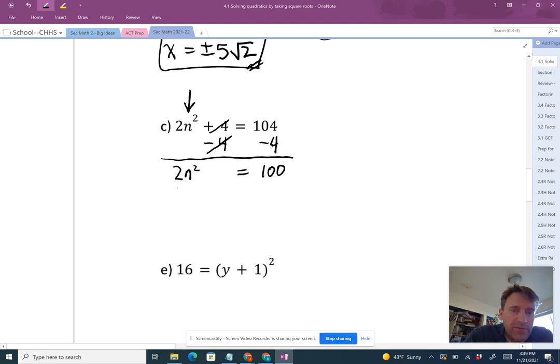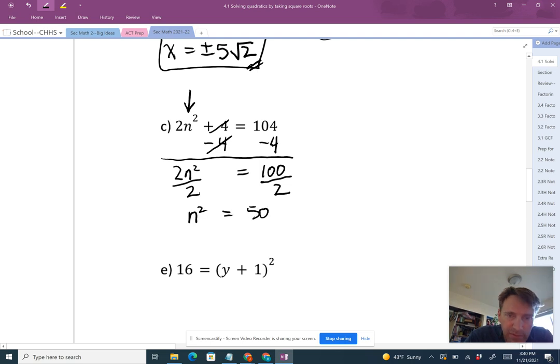Then we take and divide both sides by 2 to get that n squared alone. So the opposite of multiplying by 2 is dividing by 2, and we do that on both sides. So we get n squared then is equal to 50.